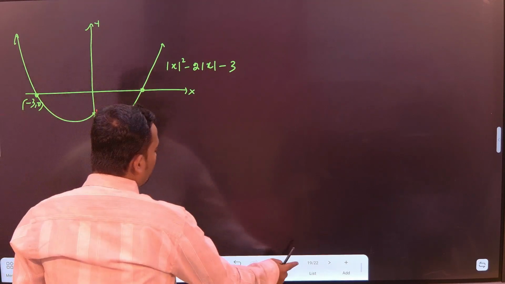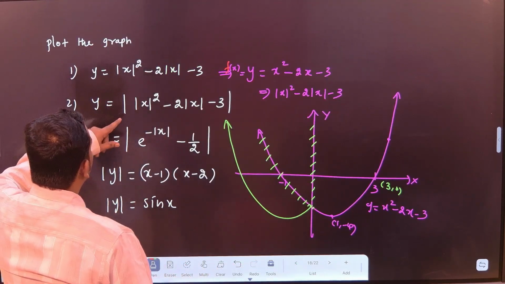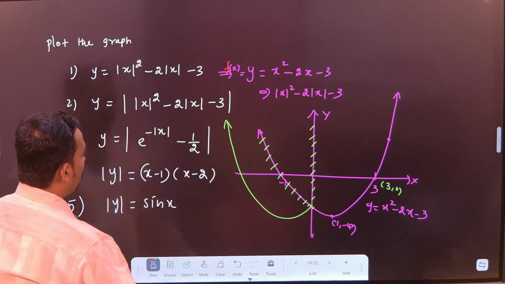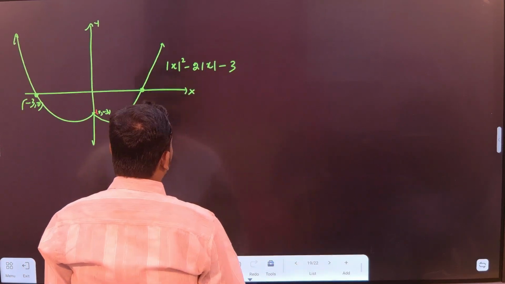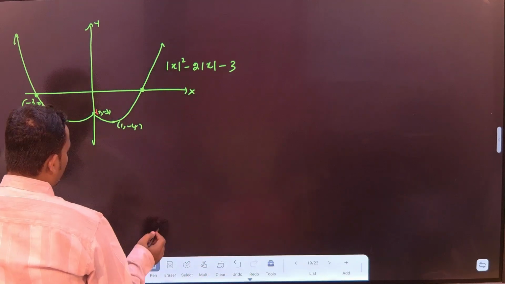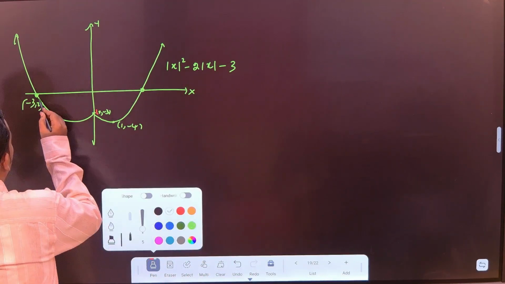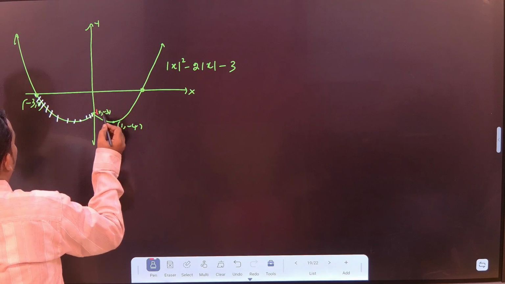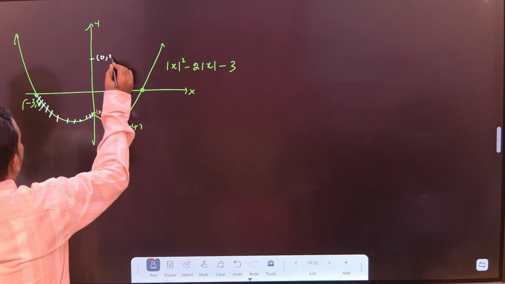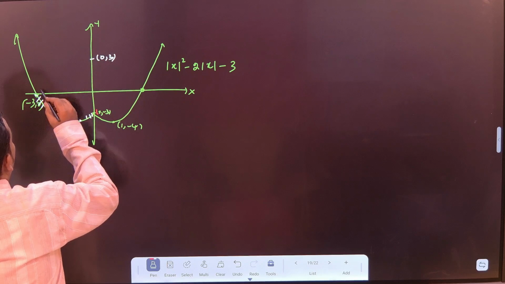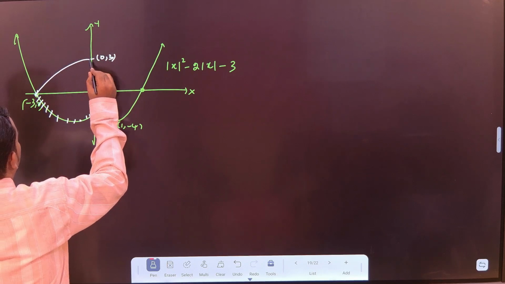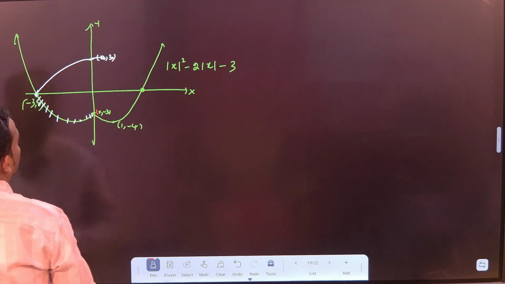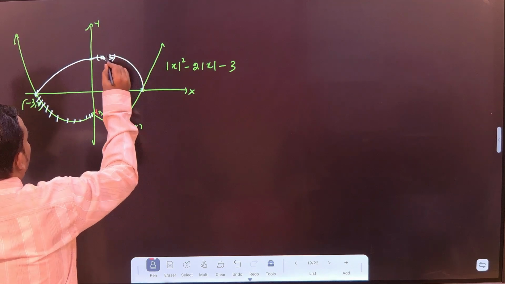Then after that you can see the next graph is there. You can apply mod on it. Apply mod again, right? This graph you can apply mod. Modulus job is what? Whatever the negative part is there, that will be shifted over here. This is 0 comma 3, right? This will be going like this, and this will be going like this, right?